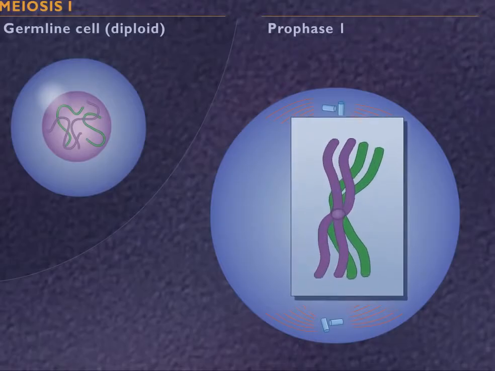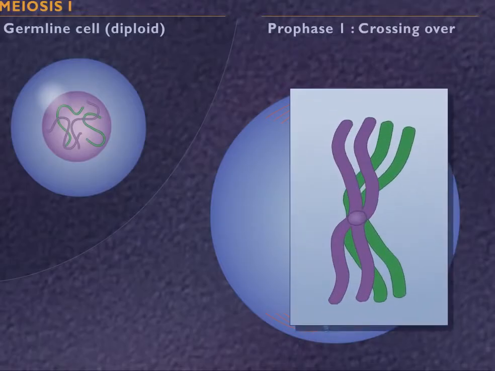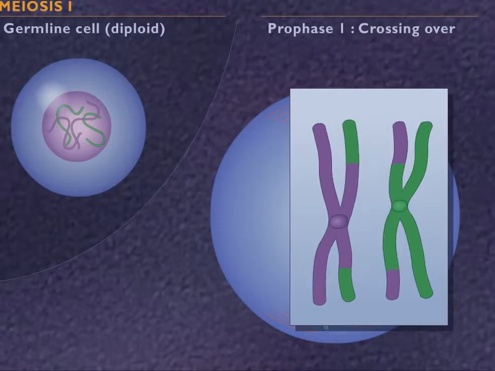During this unique event, called crossing over, two homologous chromosomes, which are lined up next to each other, exchange DNA between adjacent homologous chromatids. After crossing over has occurred, the sister chromatids of one chromosome are no longer identical to one another.